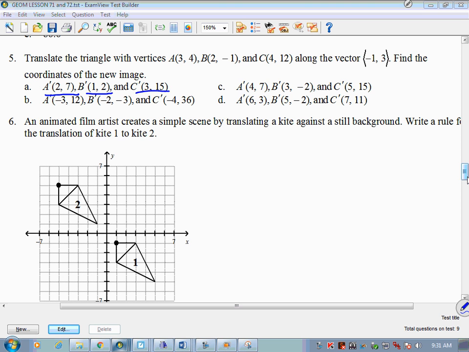Are we understanding how it's just simple math? We don't have to draw, we don't have to put this all in a coordinate plane and do everything that we've got to do if we understand how vector notation works, if we understand how translation works. Okay?